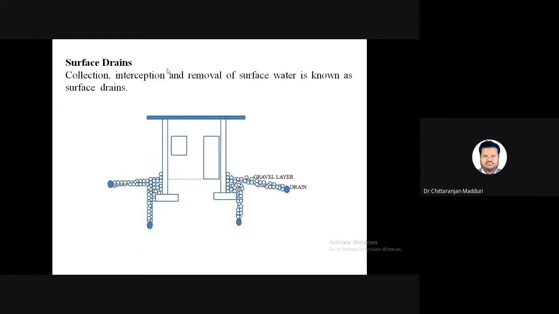Surface drains. The collection, interception and removal of surface water is known as surface drains. A gravel layer is placed around the site at the top of the expansive soil so that this gravel layer collects, intercepts and removes the surface water, hence it is known as surface drains.